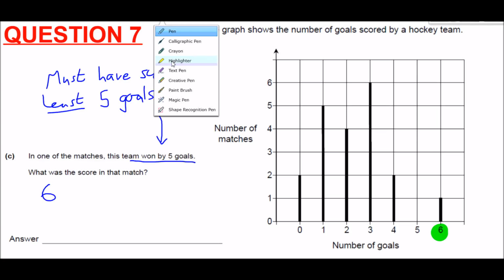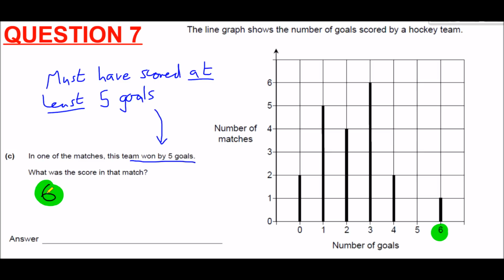But if they scored 6 goals and it was 6-0, they would have won by 6 goals, not by 5 like it's saying. So the other team must have scored 1 against them. So the score must have been 6-1, because 6 take away 1 is 5, like we need it to be. So the score must have been 6-1 for that match.